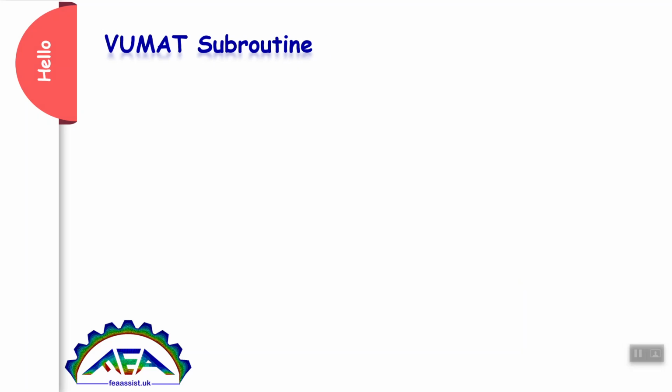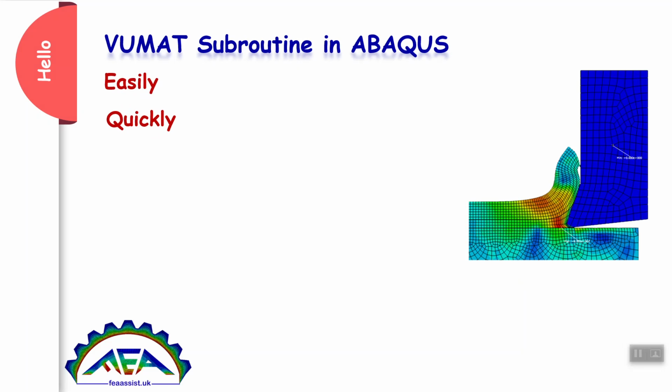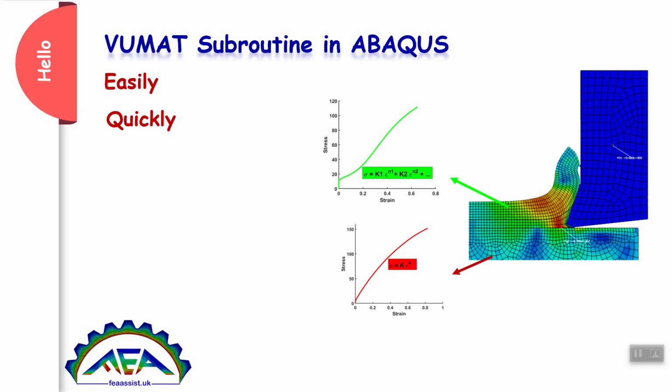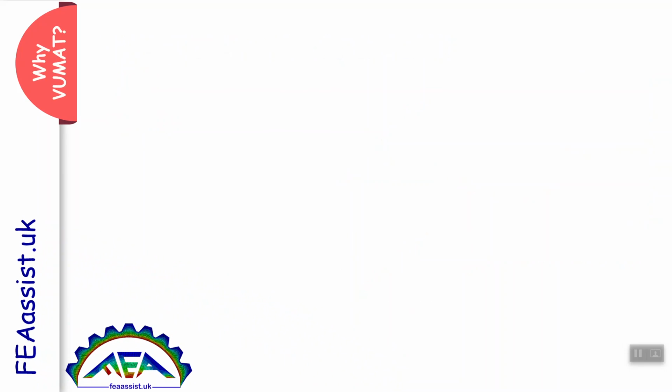Hello, you want to learn the UMAT subroutine in Abaqus easily and quickly. UMAT is a subroutine to define a new mechanical behavior for materials. Stay with us. The first question, which is very important, is why UMAT? Why do we need UMAT to solve our problem?